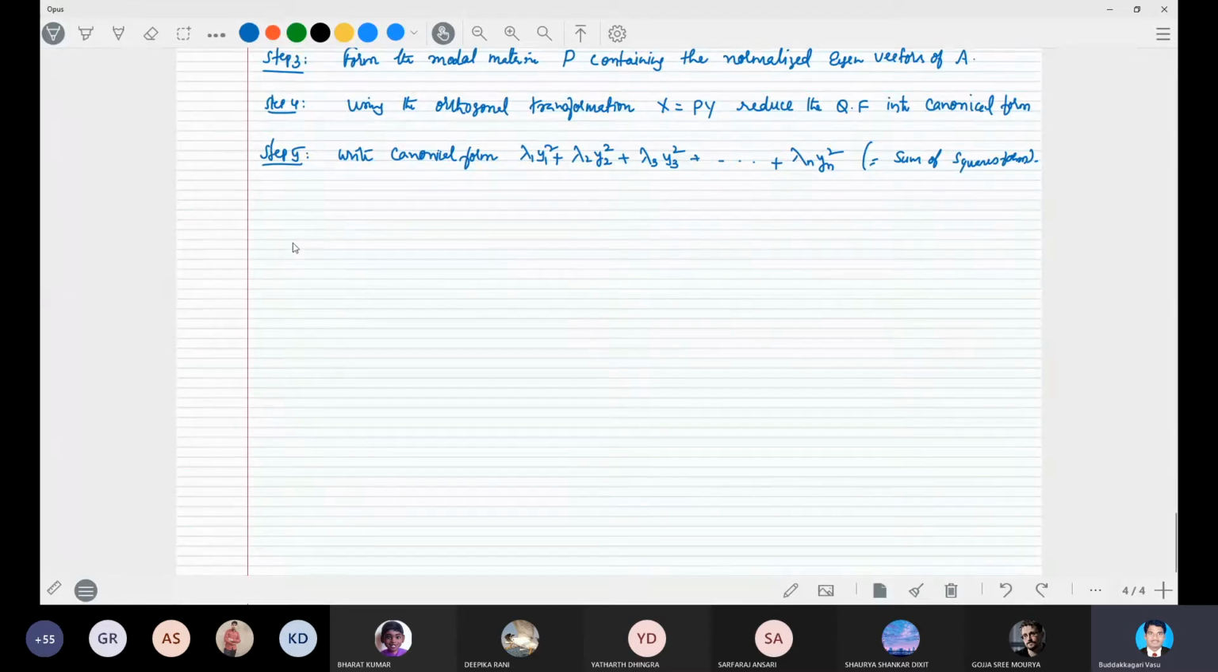Question, take it. Reduce the quadratic form 3x1 square plus 3x2 square plus 3x3 square plus 2x1x2 plus 2x1x3 minus 2x2x3 into canonical form using the orthogonal transformation.